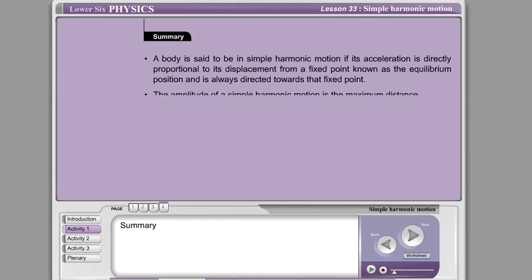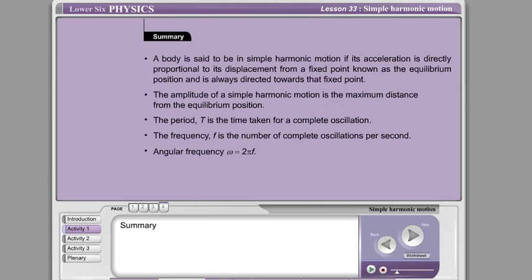Summary. A body is said to be in simple harmonic motion if its acceleration is directly proportional to its displacement from a fixed point, known as the equilibrium position, and is always directed towards that fixed point. The amplitude of a simple harmonic motion is the maximum distance from the equilibrium position. The period T is the time taken for a complete oscillation. The frequency f is the number of complete oscillations per second. Angular frequency omega equals 2 times pi times f.